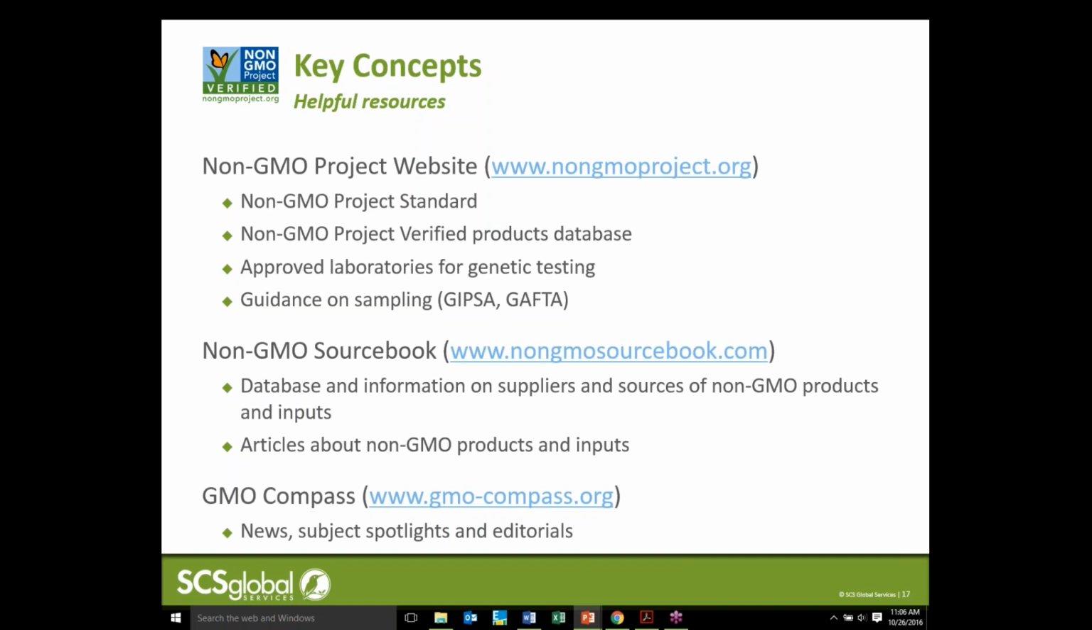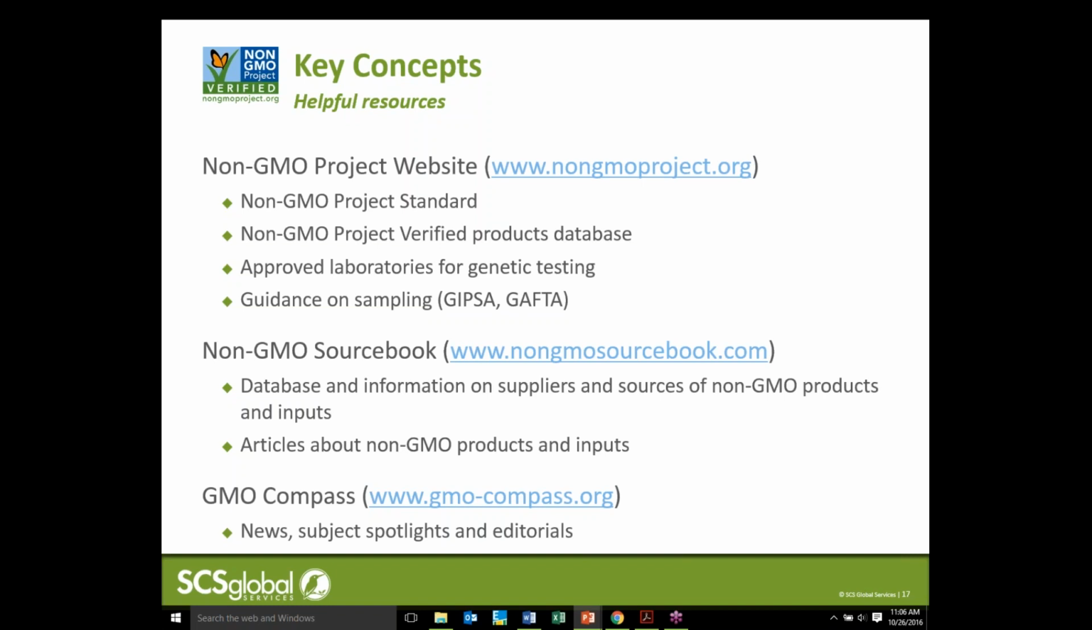They also have a list of approved laboratories for genetic testing. So for PCR testing, it is required that you're using a non-GMO project approved laboratory, that they hold ISO 17025 accreditation for the methods that they're using, and we need to ensure that the methods that they use cover all possible genetic events for the type of input that they're testing.